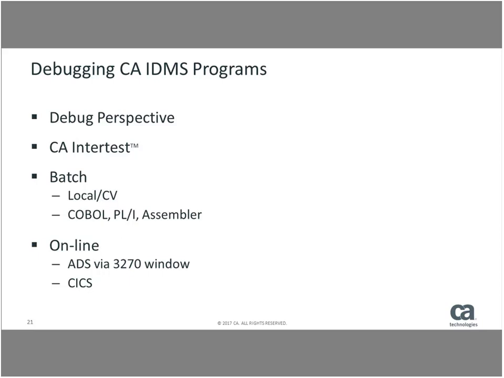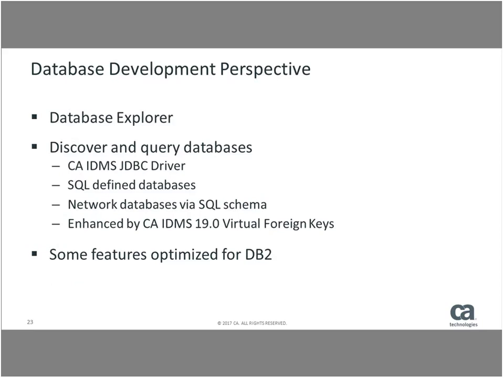So the next thing I'd like to show you, and I'll go through this a little bit more quickly, is the database development perspective. This is the Explorer perspective, and it's a way that you can discover and query databases. It uses JDBC to access SQL-defined databases, as well as network databases defined by an SQL schema. The IDMS 19.0 virtual foreign key feature makes this considerably more robust. I should point out that some features of the database perspective are optimized for DB2, as we might imagine.